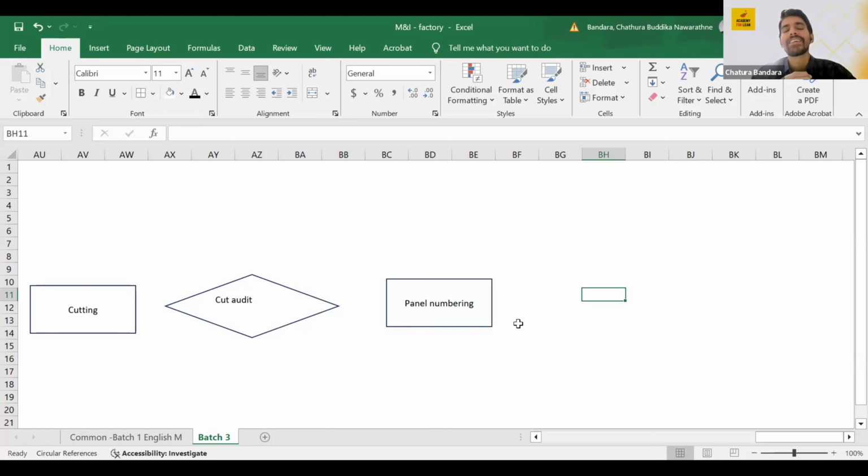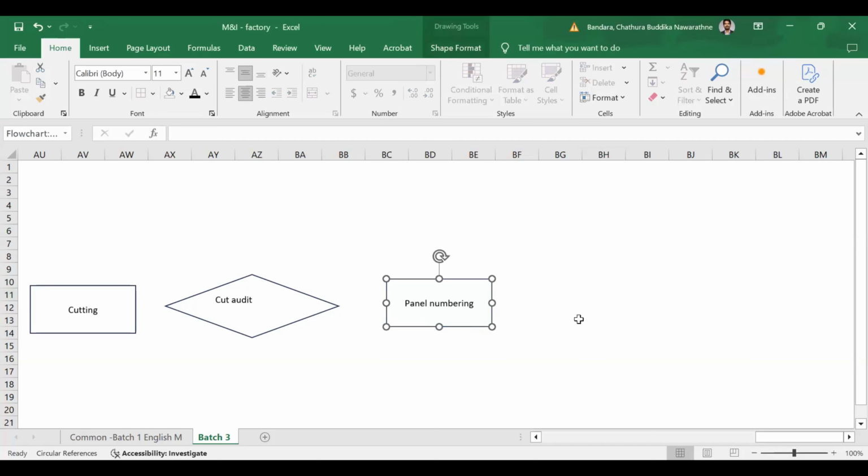Okay, so in Sri Lanka, if everyone's factories don't have cut panel inspection, we can omit it from the bundle.